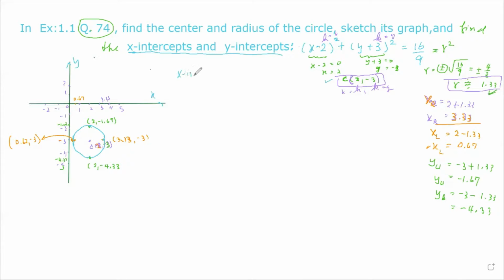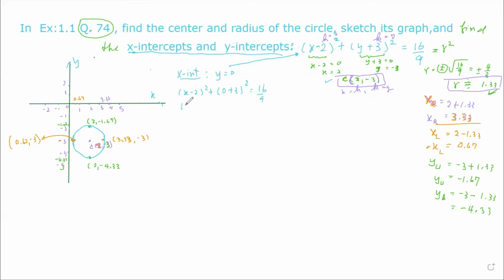Start to get the x and y-intercept, okay? X-intercept. X-intercept means y has to be 0, correct? Okay, so then you replace y equal to 0 in this equation. So we replace it, it becomes (x minus 2) power 2 plus (0 plus 3) power 2 equal to 16 over 9.